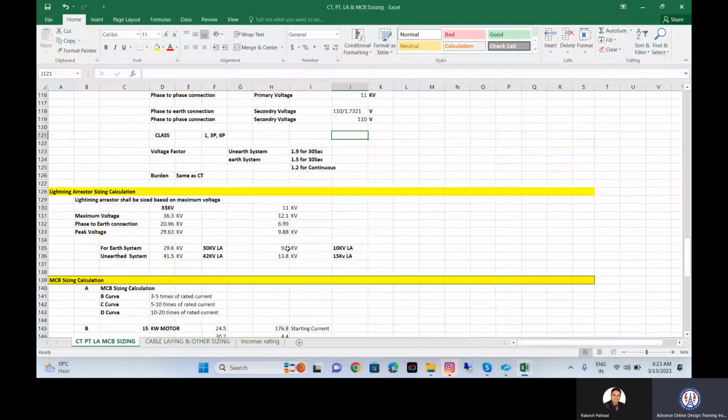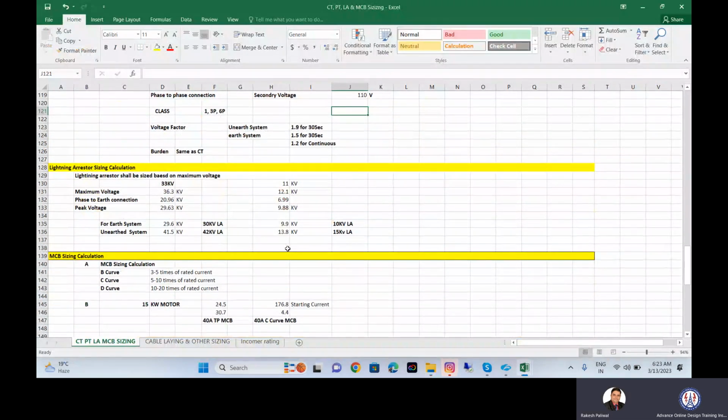Okay, so LA and PT we have done. LA means lightning arrester, between phase and earth, correct? So how can we size it? Just remember one thing: LA is sized considering the maximum voltage. Suppose I have a 33 kV system. So LA will be sized inclusive of the 10% variation. So 33 plus 10% will come to 36.3. As it is connected phase to earth, I divide it by root 3.